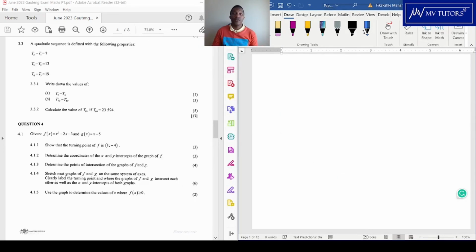That's it. Well, let me just say the question 3.3.2 is unsolvable. It does not make sense. The province decided to take it out, so we are not going to solve it, because it says calculate the value of T69, but it already gives you what T69 is. At the same time, it wants you to calculate it. It does not make sense, ladies and gentlemen.